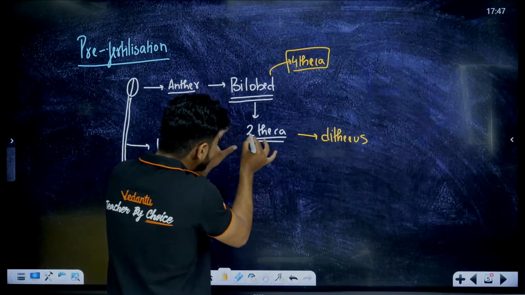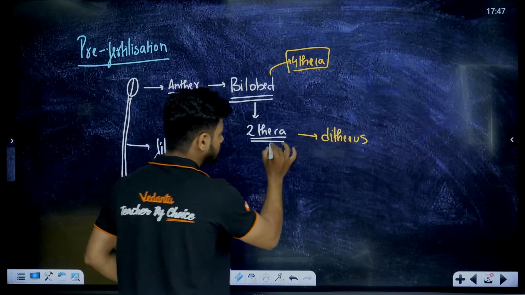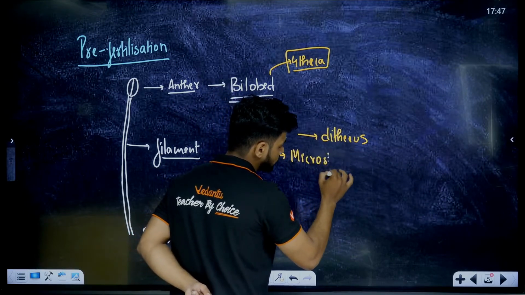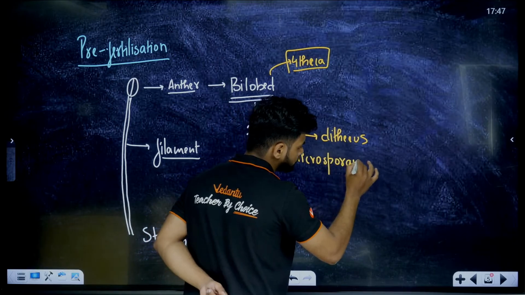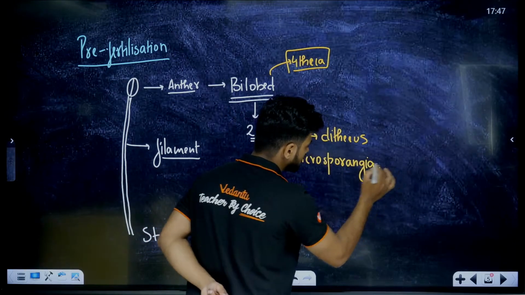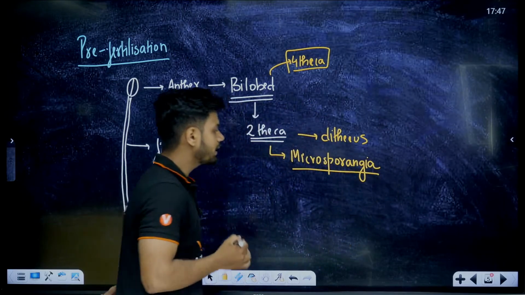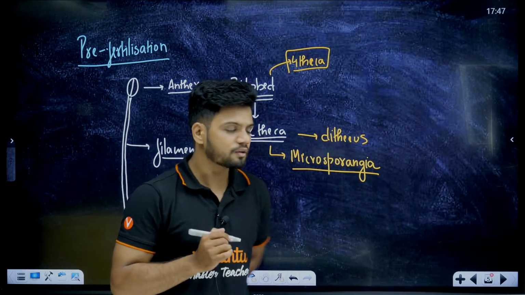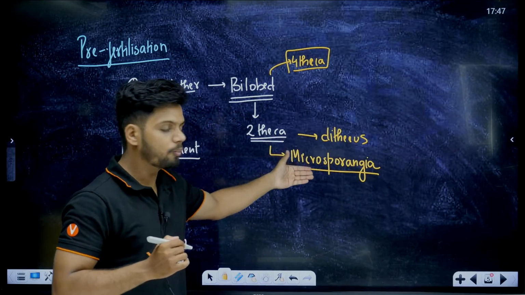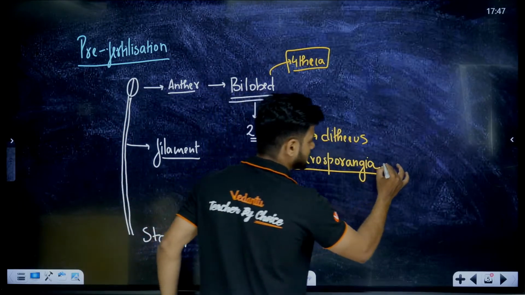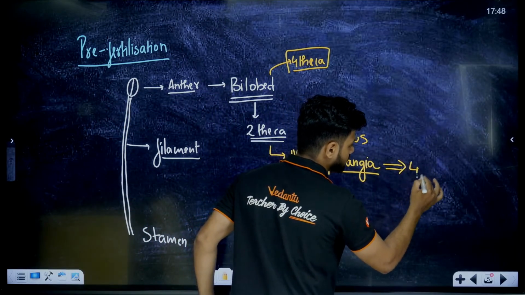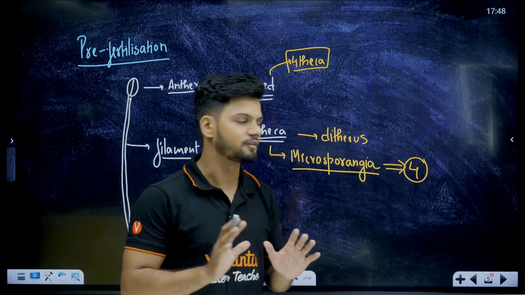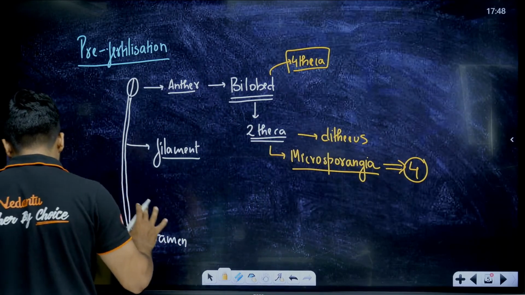Now inside each theca, you find something called microsporangia. Inside each theca, we find sporangia. Now, if there are 4 thecas, how many sporangia will be there? In total 4 of them will be there. 4 sporangia will be there. Clear? I hope these basics are clear to all of you.